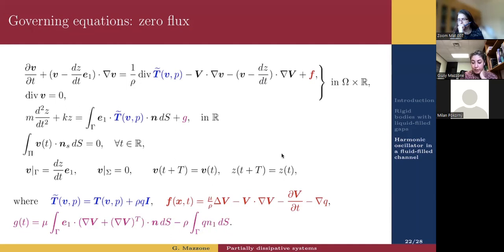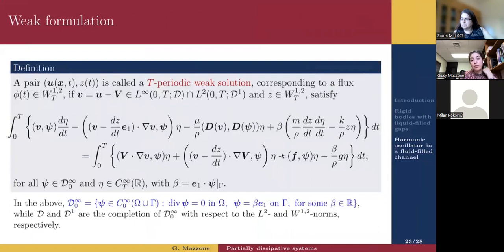So we look at time periodic weak solutions corresponding to a time periodic flux, which will be basically solutions in this space here. This space will be basically the usual completion of the blue space here in the L2 and W^{1,2} norm.